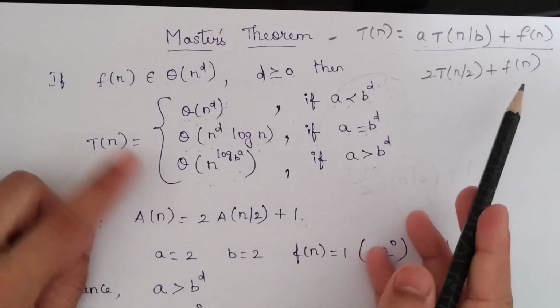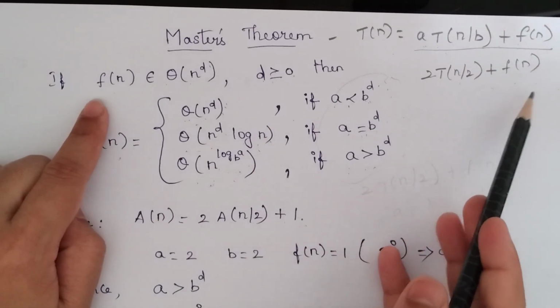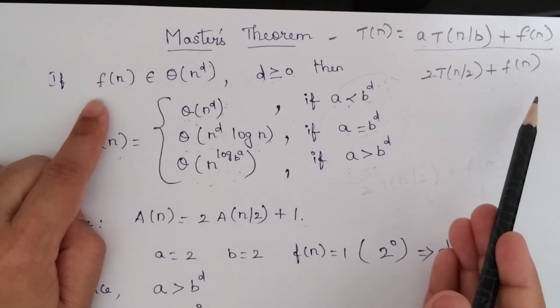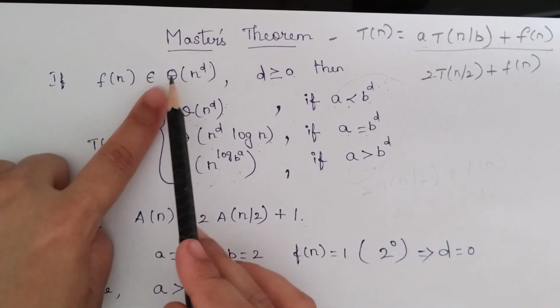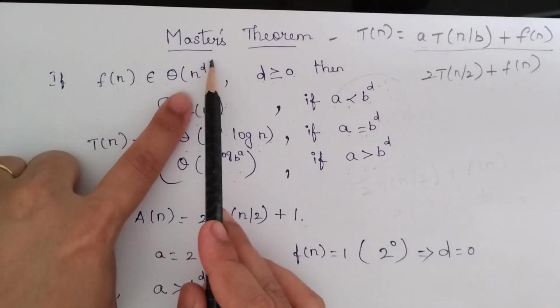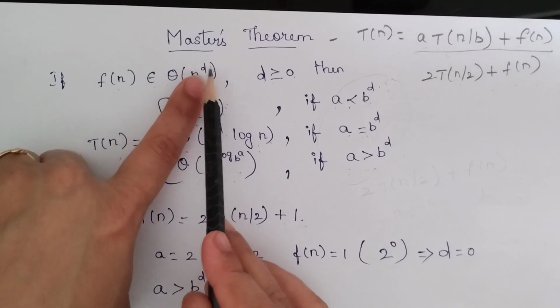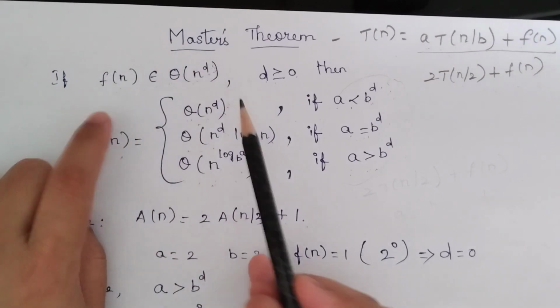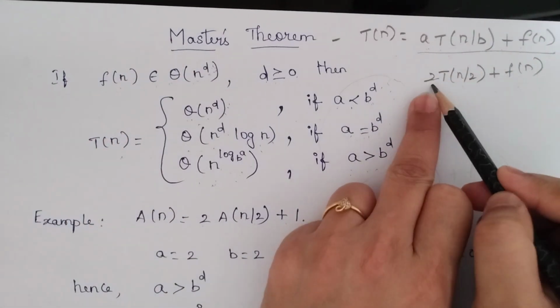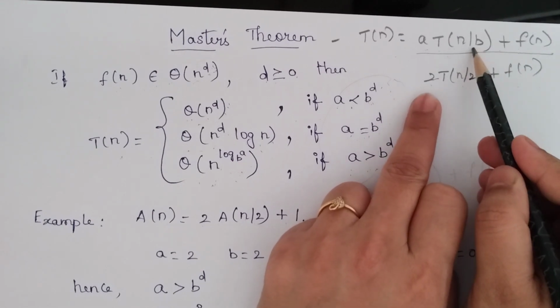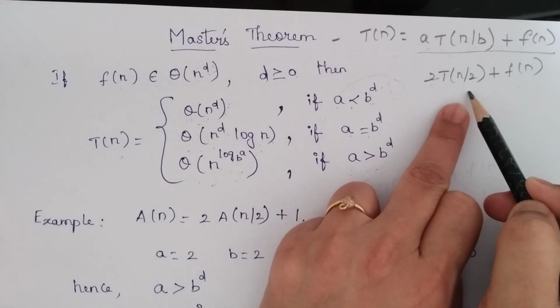Right? And coming to f of n, as I mentioned earlier, f of n is the time taken to divide and combine. So this can be given as theta of n power d. Whatever is there in the power will be taken as the constant d. Here the coefficient is taken as a, and whichever is in the divisor is taken as the b value.